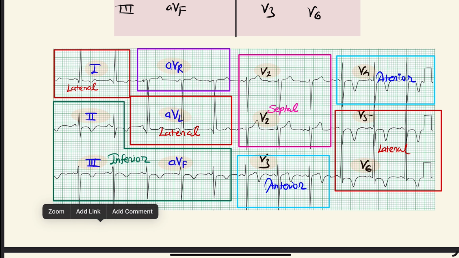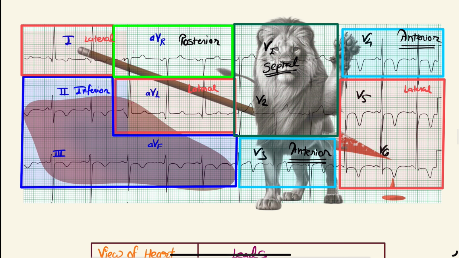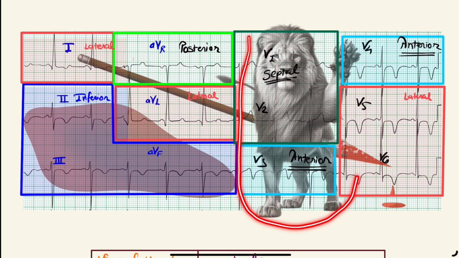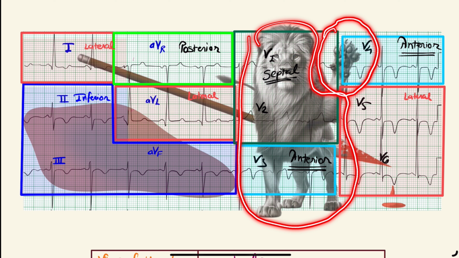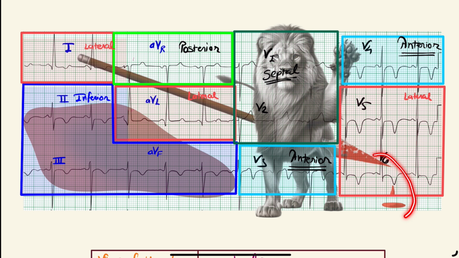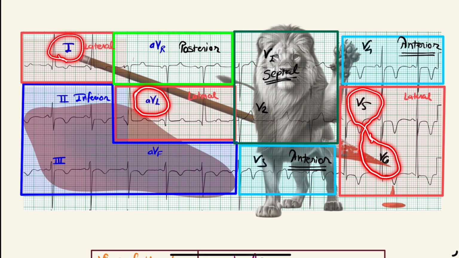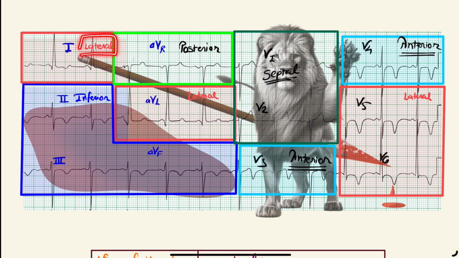Here I have made a simple mnemonic to help you remember which ECG leads correspond to specific parts of the heart's activity. This is a lion waving a final goodbye because he is fatally wounded by a spear piercing through his body from the lateral side. The spear lies mainly in the areas corresponding to lead 1, AVL, V5, V6. These leads represent the lateral part of the heart.